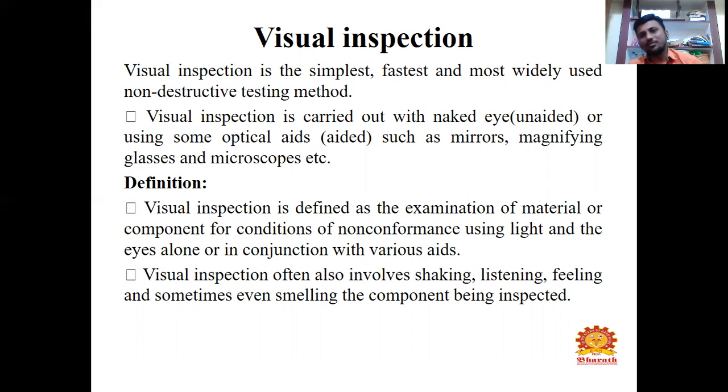So you know, right? In visual inspection, we can see directly, because with the eye only we are using the unaided method. Or if it is an aided method, we can also find out. Smelling, shaking, listening, we can inspect these as well.